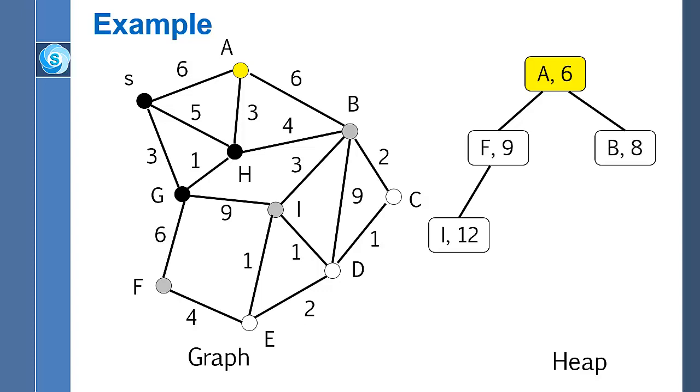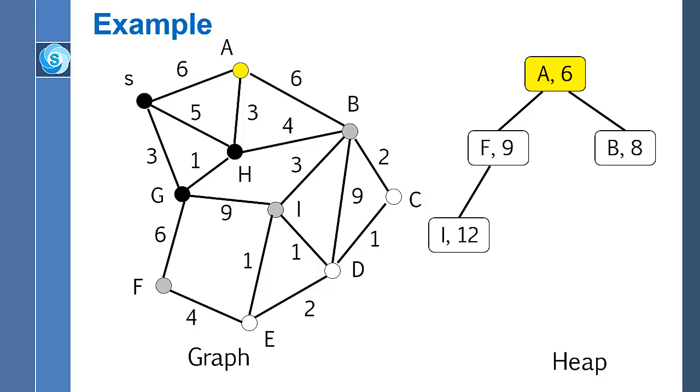Let's do that real fast. What is capital A dot little d? Capital A dot little d is 6. What's the weight of the edge connecting A to B? Well, that's also 6. 6 plus 6 is equal to 12. How does 12 compare to the current value of B dot little d? The current value of B dot little d is 8.